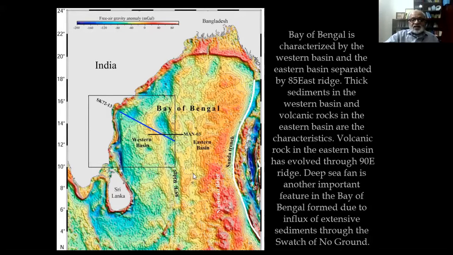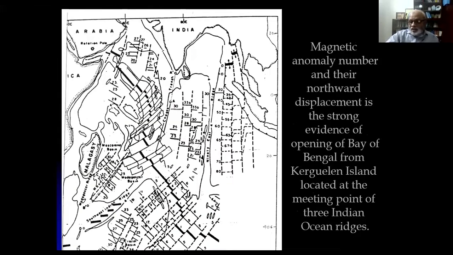Sediment thickness in the eastern basin is less than the sediment in the western basin, and rock displacement, or the high density material, is much more in the eastern basin than in the western basin. This is also the evidence of how the Bay of Bengal has opened up. These are what we call magnetic anomaly numbers, which signify the opening of the Bay of Bengal. So the Bay of Bengal has opened up, and the sea floor has spread.